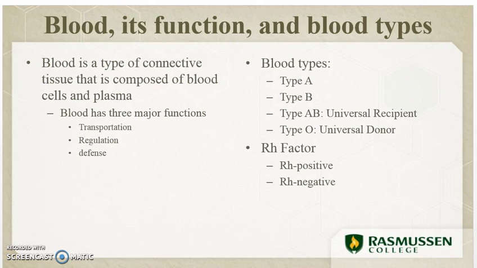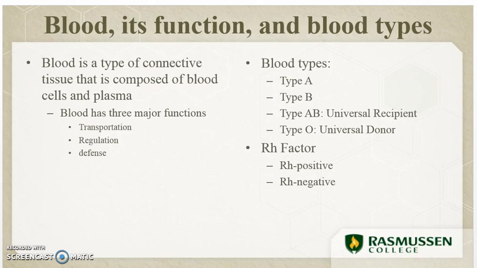Type AB is the type that has both A and B antigens on the red blood cells and neither anti-A nor anti-B antibodies in the plasma. They are considered the universal recipient because they can receive all types of blood from the ABO blood types.